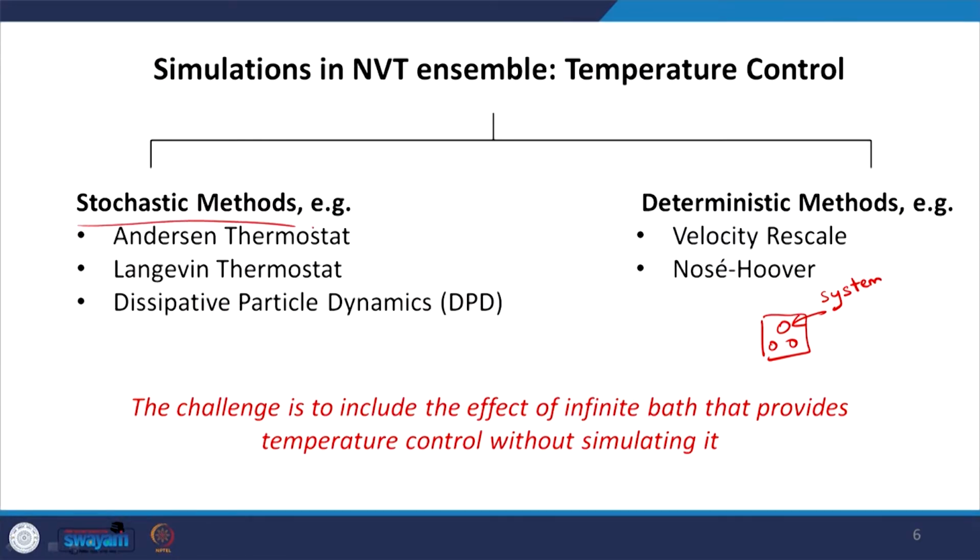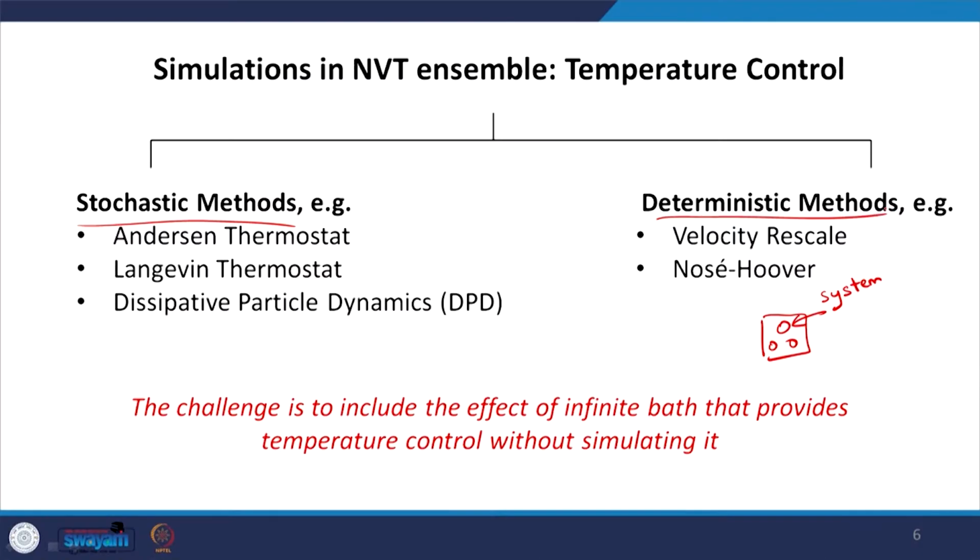And so, there has to be some mechanism essentially to simulate the effect of an infinite bath if I want to control the temperature. And there are two classes of methods to achieve that. One are the stochastic methods, and second the deterministic methods. In the stochastic methods come methods like Anderson thermostat, Langevin thermostat, and dissipative particle dynamics. There are some standard methods that are being used. In the deterministic methods, there are methods like velocity rescale or the Nose-Hoover method, and there are others as well.